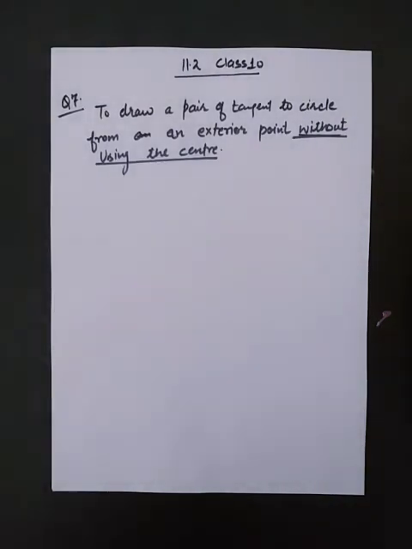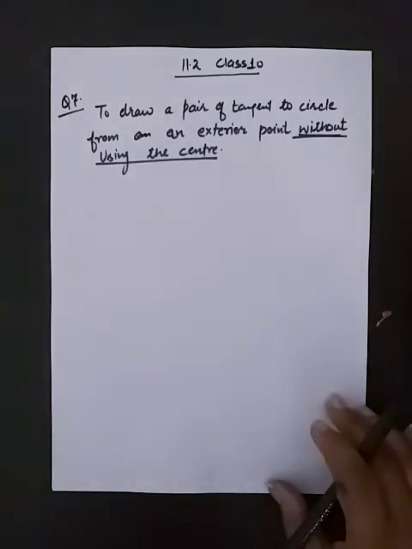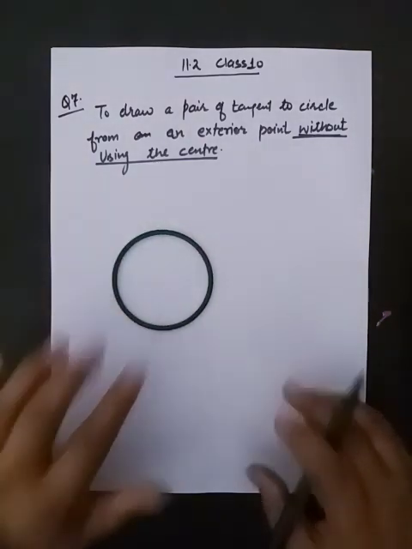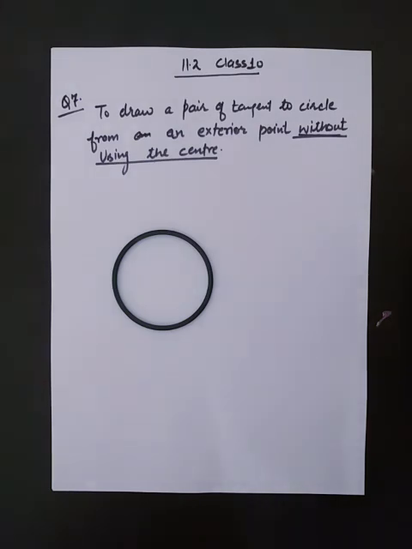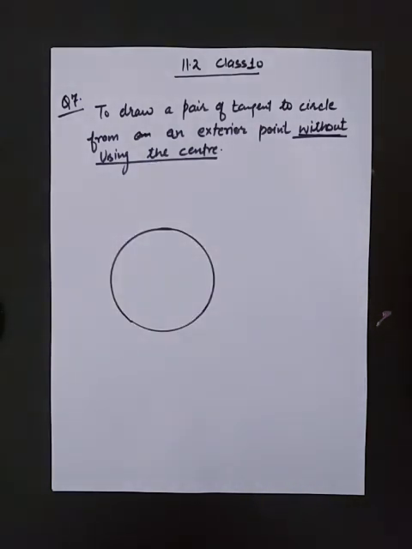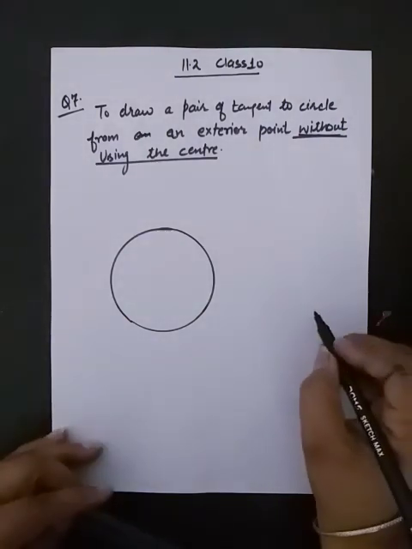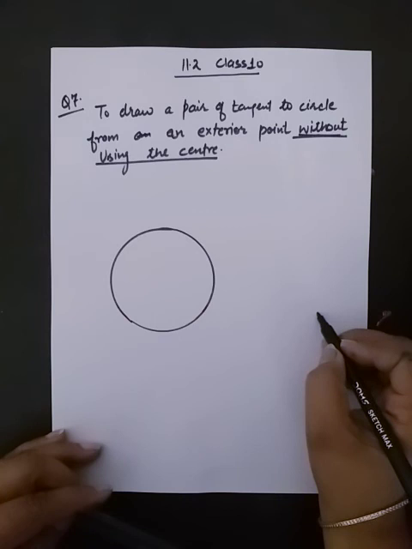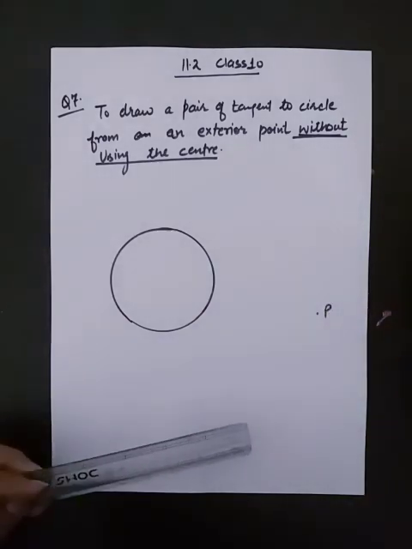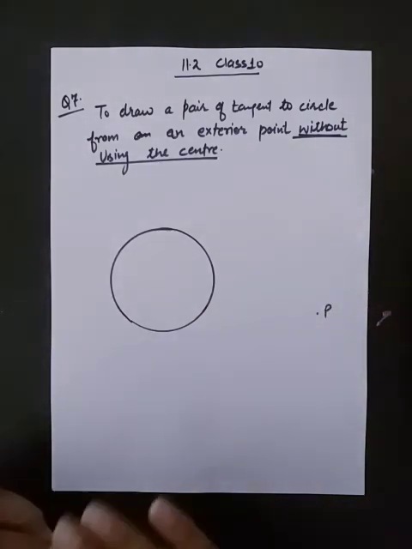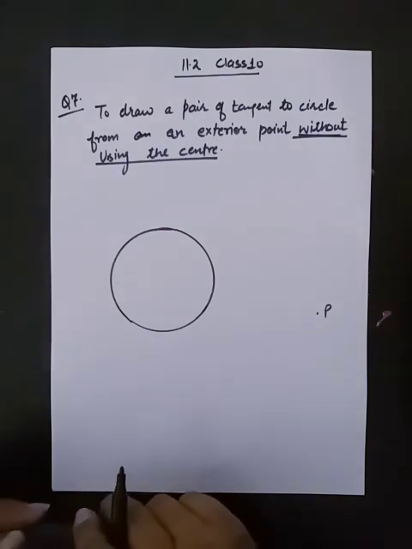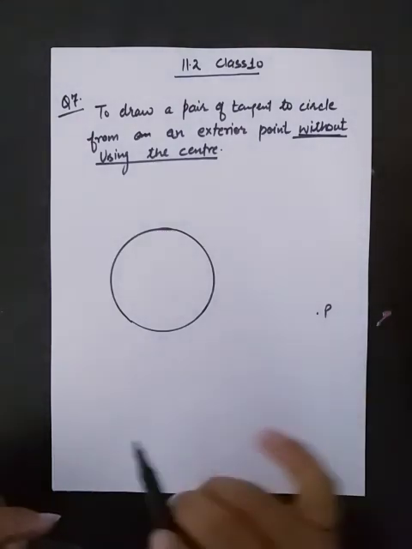That's why we are asked to draw the circle with the help of a bangle, or you can also draw a circle with the help of your compass, but we will not use the center of the circle. So here I am going to draw a circle with the help of a bangle. So a circle is drawn. Now we have to take a point outside the circle. So here I am taking point P as the exterior point. Now we have to draw two tangents to our given circle from the point P without using the center.